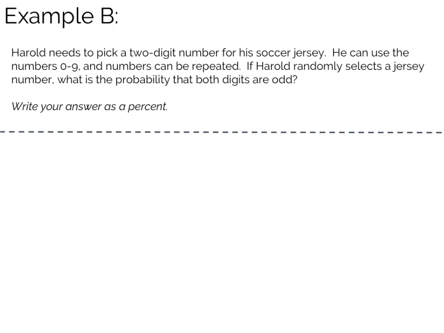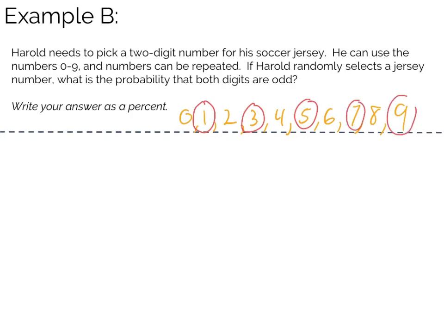But let's start by getting our first number. We need to figure out which numbers are odd, so I'm going to write out all of our numbers. So we've got 0, 1, 2, 3, 4, 5, 6, 7, 8, and 9. So these are our number choices, and we're looking for only odd numbers. So that leaves us 1, 3, 5, 7, and 9.